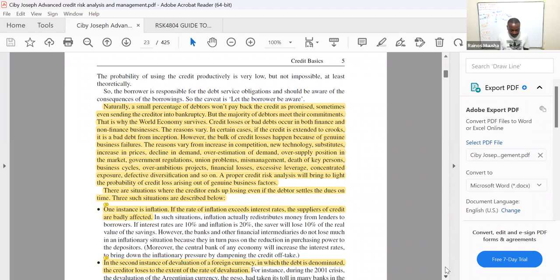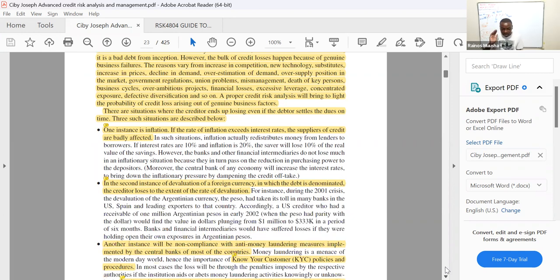So these business failures would result in credit losses to the financial organization, which would end up affecting the viability of the organization as well. Here they say, a proper credit risk analysis will bring to light the probability of credit loss arising out of genuine business factors. There are situations where the creditor ends up losing even if the debtor settles the dues on time. Three such situations are described below, which means the debtor pays back the principal and the interest on time, but the supplier of credit still ends up losing.